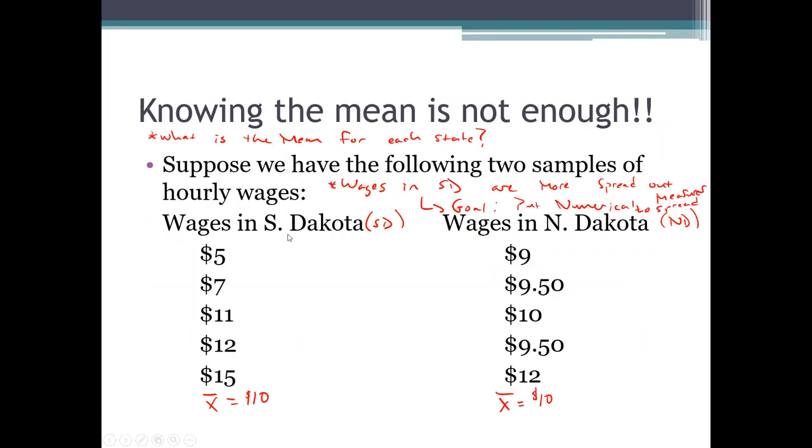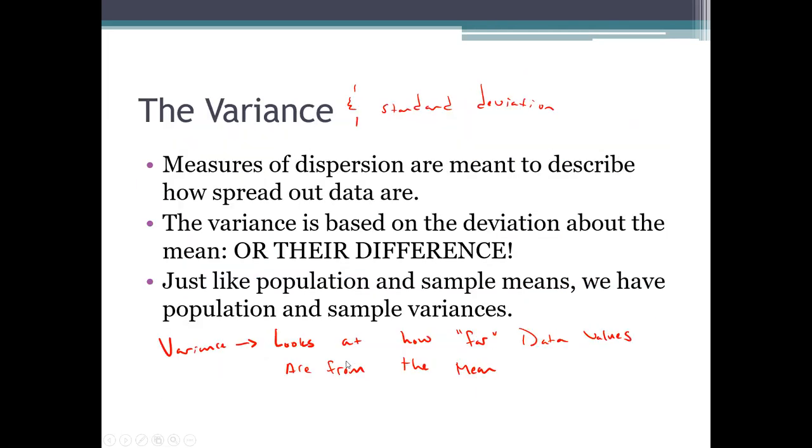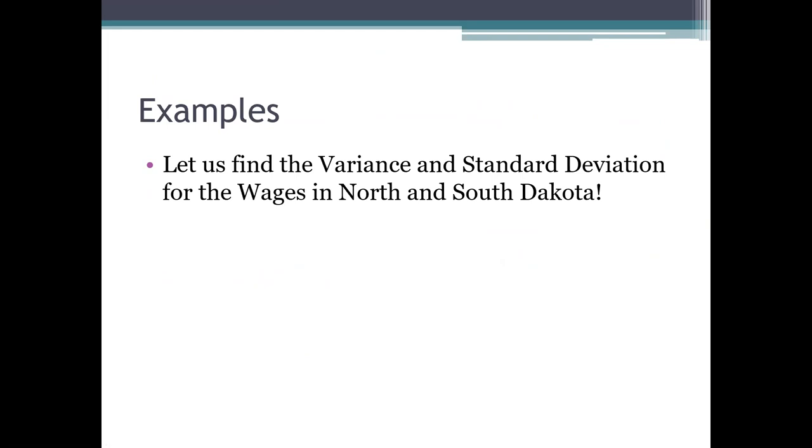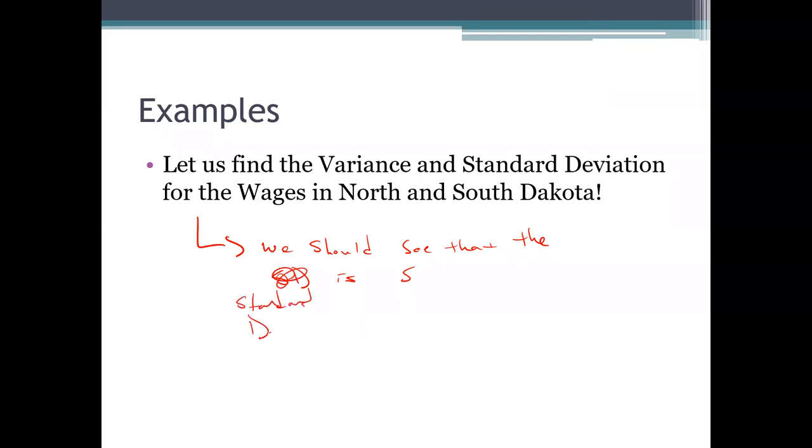All right, so let's take the South Dakota wages, 5, 7, 11, 12, and 15. Let's find the variance and standard deviation for each of these, and hopefully we see that the standard deviation in South Dakota is higher than North Dakota. I encourage everybody for this example to really follow along with me and work this one out by hand. So we're going to take South Dakota, and the wages were 5, 7, 11, 12, and 15.